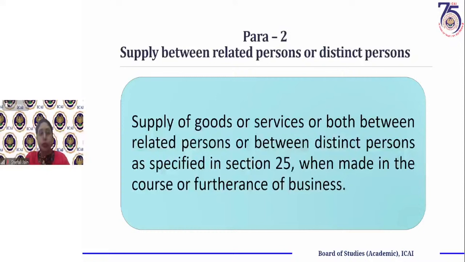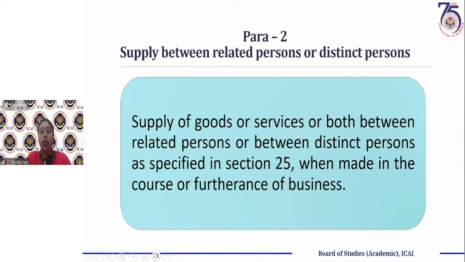Otherwise, also in Schedule 1, wherever we are in all these three or four paras which are there in Schedule 1, the basic premise is that the activities are carried out in course of furtherance of business, even if it is not mentioned. Only thing which is absent is consideration. Activities have to be carried out in course or furtherance of business only. So here para 2 says that supply of goods or services or both between related person, there is a specific definition of related person in section 15 explanation, and or between distinct persons as specified in section 25.